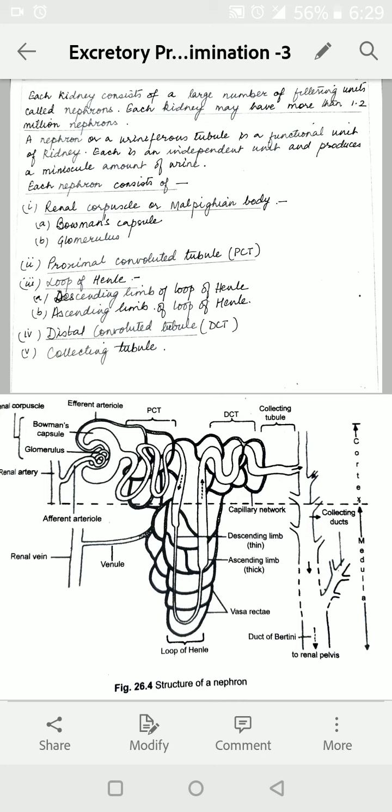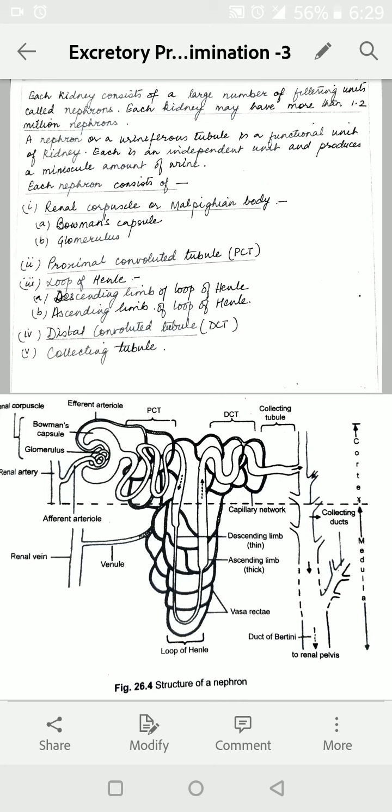You can see it in the figure how renal artery breaks up into afferent arteriole to form the glomerulus, and how efferent arteriole leaves the glomerulus, forms a capillary network on the tubule, and from there it joins to form the venule, which then returns blood to the renal vein.